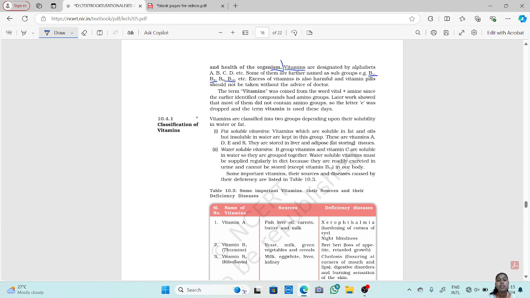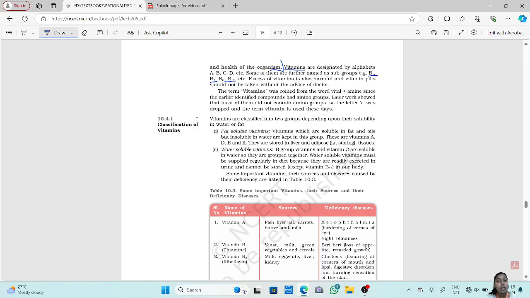Excessive vitamins are also harmful, and vitamin pills should not be taken without the advice of a doctor. So vitamins are important for our body, but excess of them is also harmful. Whenever you are consuming vitamin tablets or pills, they should be taken with a doctor's advice only. It is not advisable to consume a vitamin pill without a doctor's proper advice.